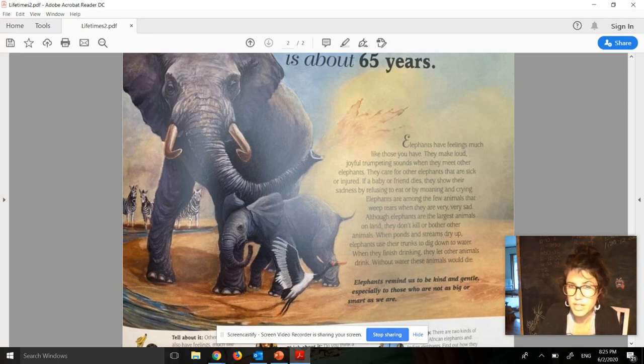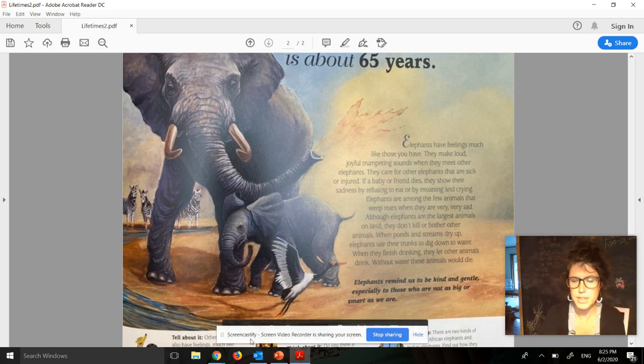Although elephants are the largest animals on land, they don't kill or bother other animals. When ponds and streams dry up, elephants use their trunks to dig down to water. When they finish drinking, they let other animals drink. Without water, these animals would die. Elephants remind us to be kind and gentle, especially to those who are not as big or smart as we are.